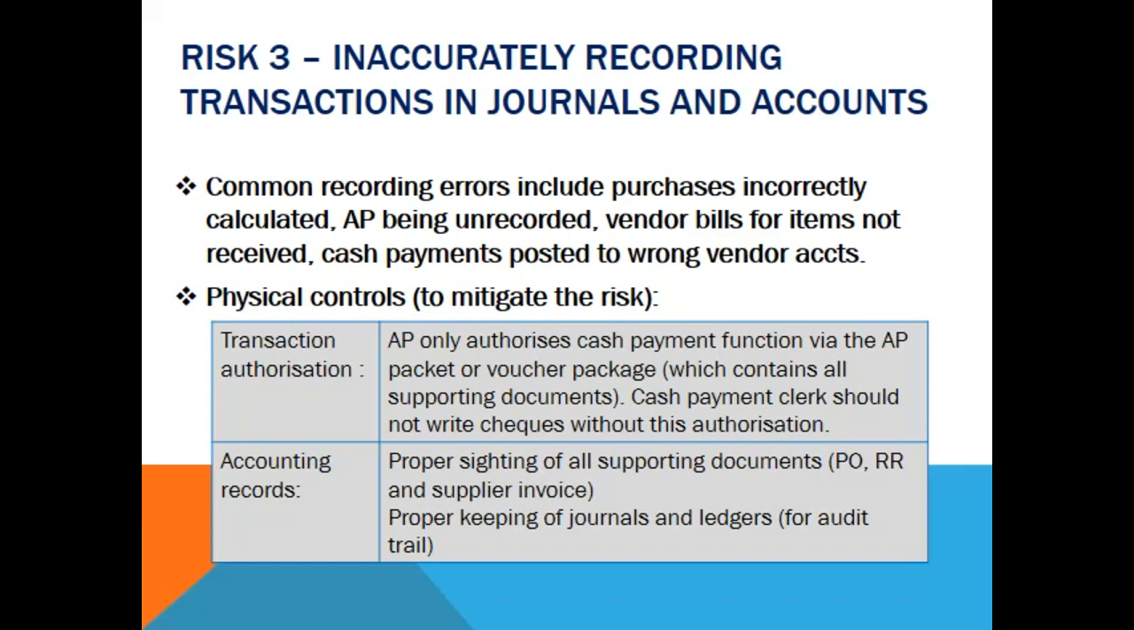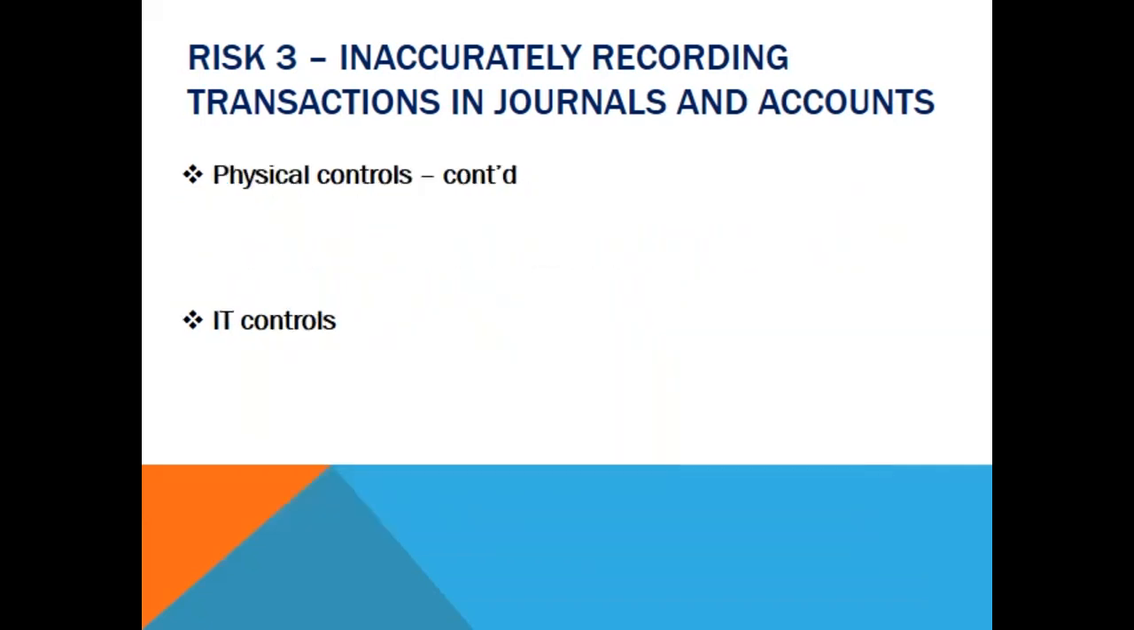The cash payment clerk should not write checks without this authorization. In the area of proper accounting records, the authorizing officer for cash payments should only sign the check with proper citing of all the supporting documents. Of course, all accounting records such as journals and ledgers must be properly kept, as they serve as an audit trail that allows auditors to trace transactions through various stages of processing.